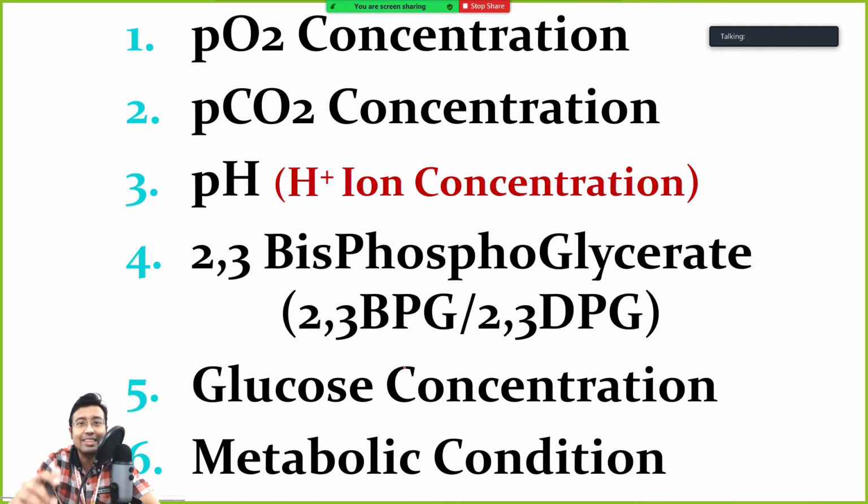These are the factors: partial pressure of oxygen, partial pressure of carbon dioxide, and the proton concentration, that is the pH. The pH is nothing but the negative log of hydrogen ion concentration. Then the concentration of 2,3-bisphosphoglycerate, 2,3-BPG. And apart from that, the glucose concentration as well as the metabolic condition. How much oxygen will bind, and how much oxygen will be liberated at the tissues, is controlled by these 5 or 6 factors.